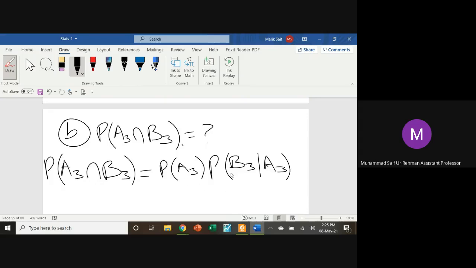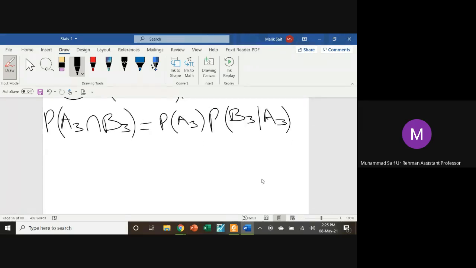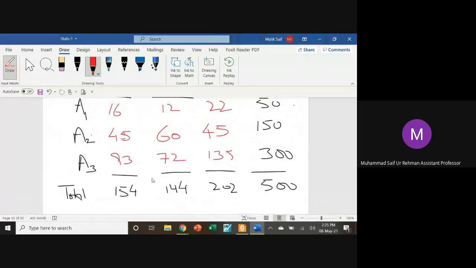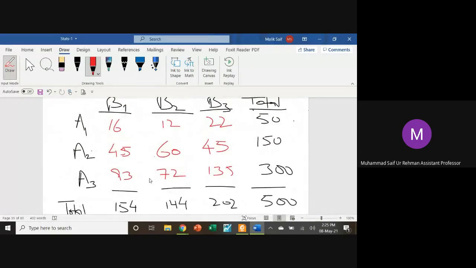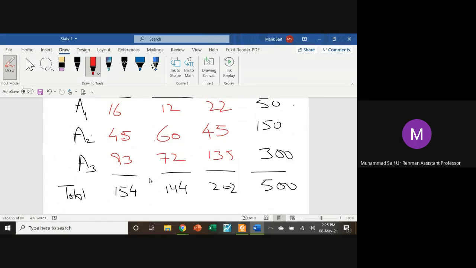So now you have to find the probability of A3 and the probability of B3 given A3, and then you will multiply those two probabilities to have the answer. So let us see what is the probability of A3. To find the probability of A3, what will you do from the contingency table? How will you calculate it from this table? I have solved an example in the previous class. What is the probability of A3?